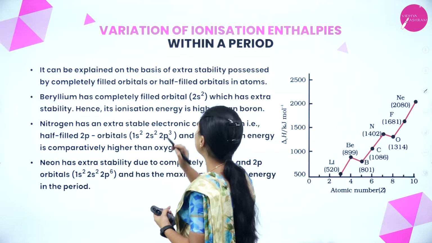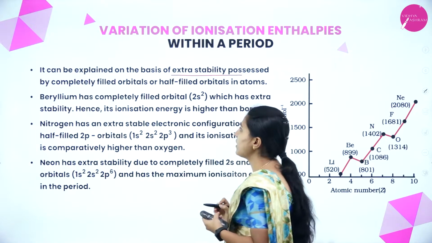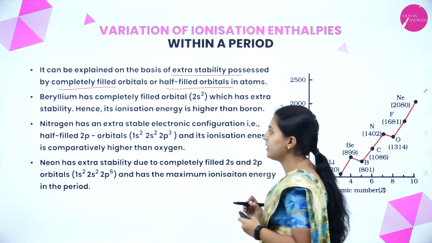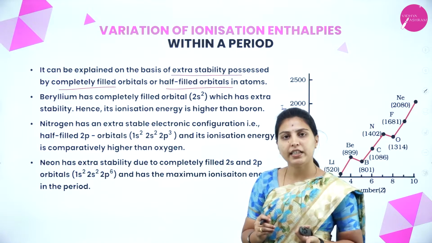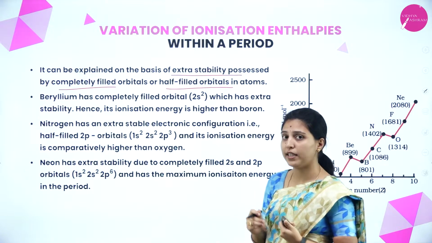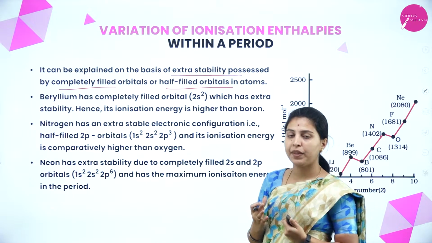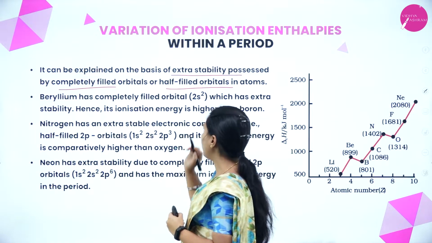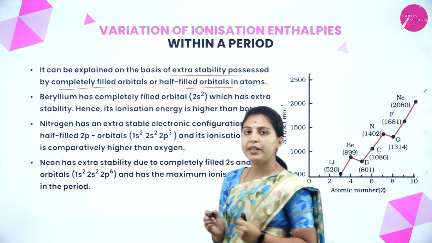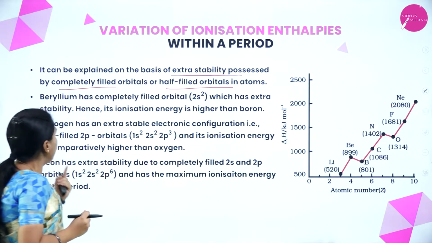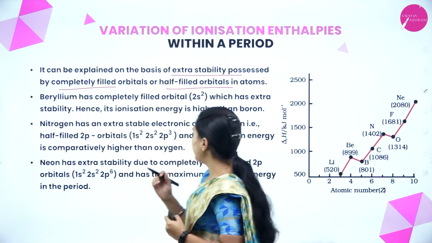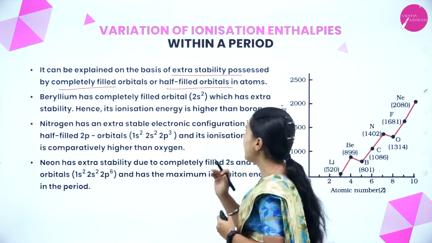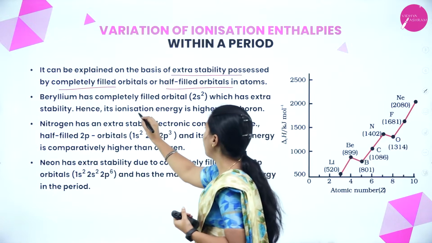It can be explained on the basis of extra stability possessed by completely filled orbitals or half filled orbitals in an atom. We have seen completely filled orbitals and also half filled orbitals. Based on these two concepts, we have some exceptions in the graph. Beryllium has a completely filled orbital. The atomic number of beryllium is 4, that is 1s2 and 2s2. Both are filled, meaning completely filled orbitals. Hence the ionization enthalpy is higher than boron.